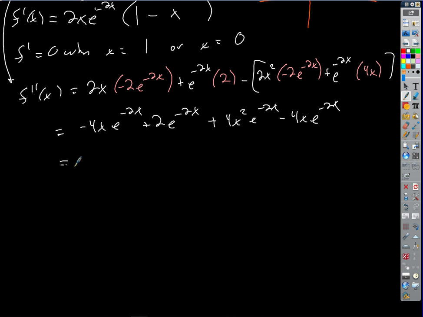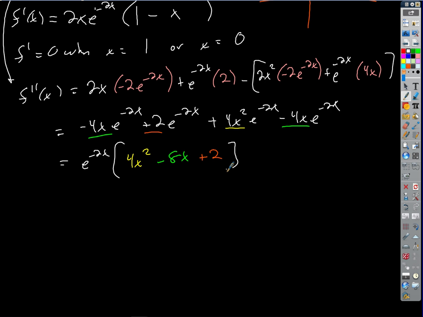So let's do two things at once. Let's factor out e to the negative 2x. And then what are we left with? We're left with a 4x squared. We're left with a minus 8x. Everybody see that? I'm going to get a negative 4x and another negative 4x. And I get a plus 2. Yep. Sure.